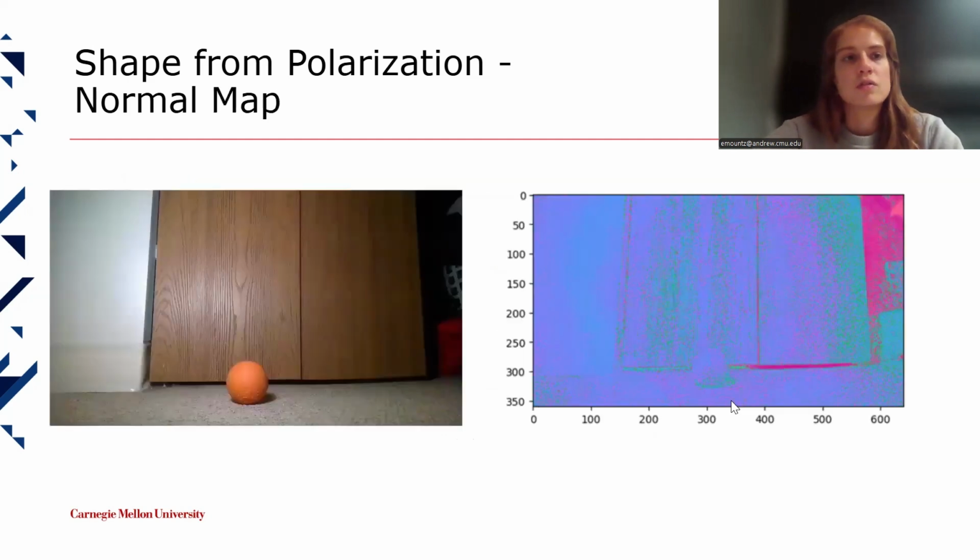The results are extremely noisy. This is partially due to inherent noisiness in shape from polarization, as well as from uncorrected azimuth ambiguity. Here we see the ball object on the left and the three channels of the normal map represented as RGB channels in an image on the right.